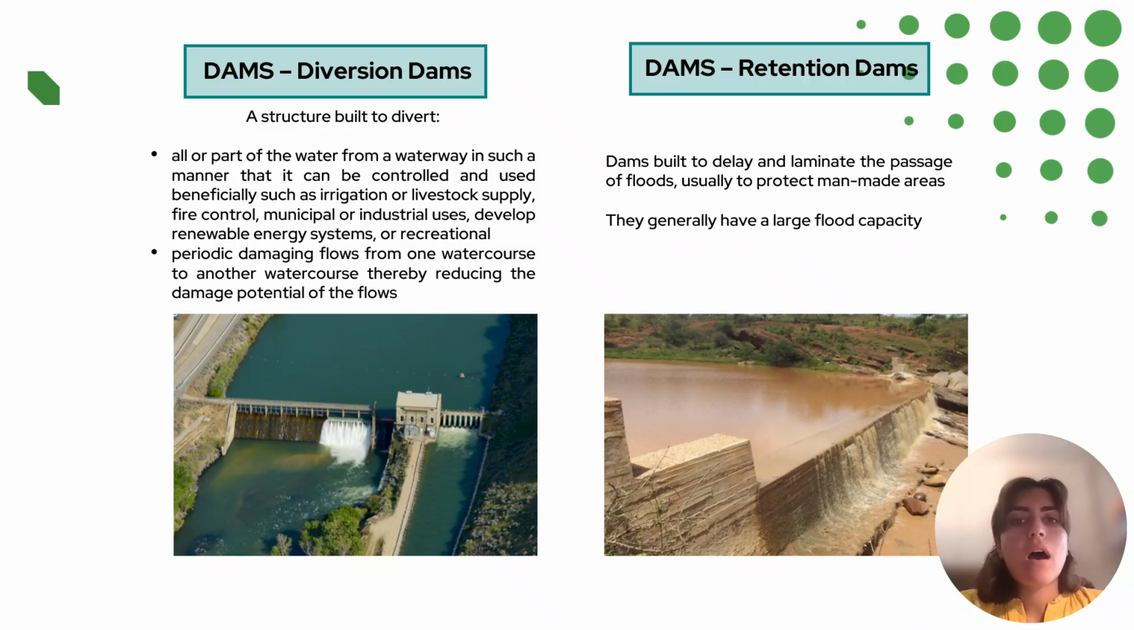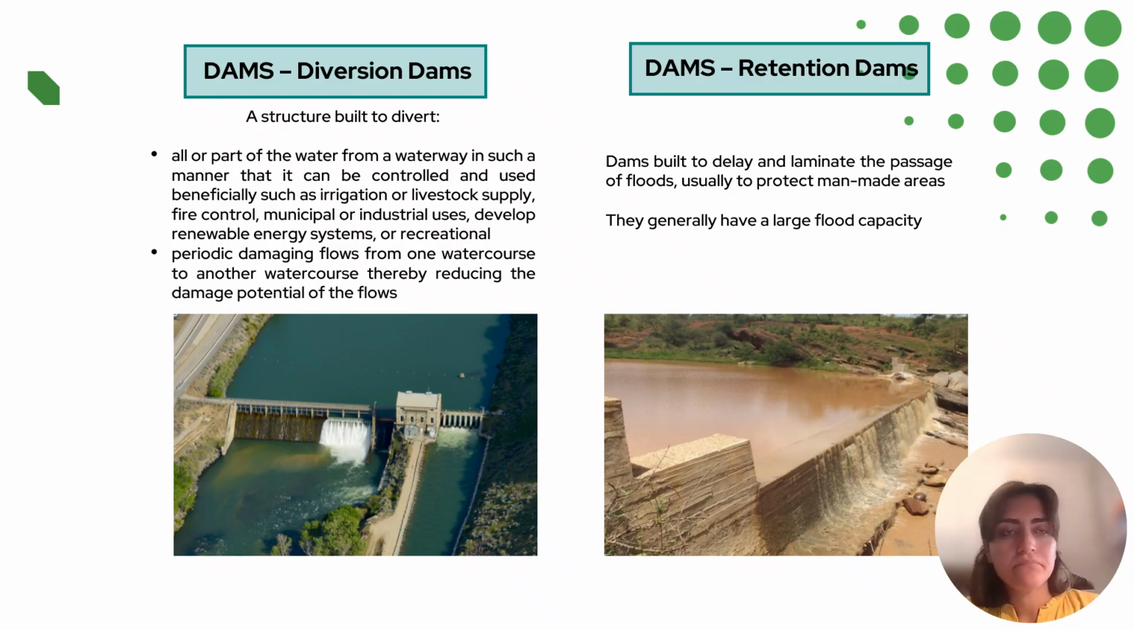Here are two other important categories of dams: diversion dams and retention dams. A diversion dam is built not primarily to store water, but to divert all or part of the flow from a river. This water can then be used for irrigation, livestock, industrial and municipal supply, renewable energy systems, or even recreational purposes.